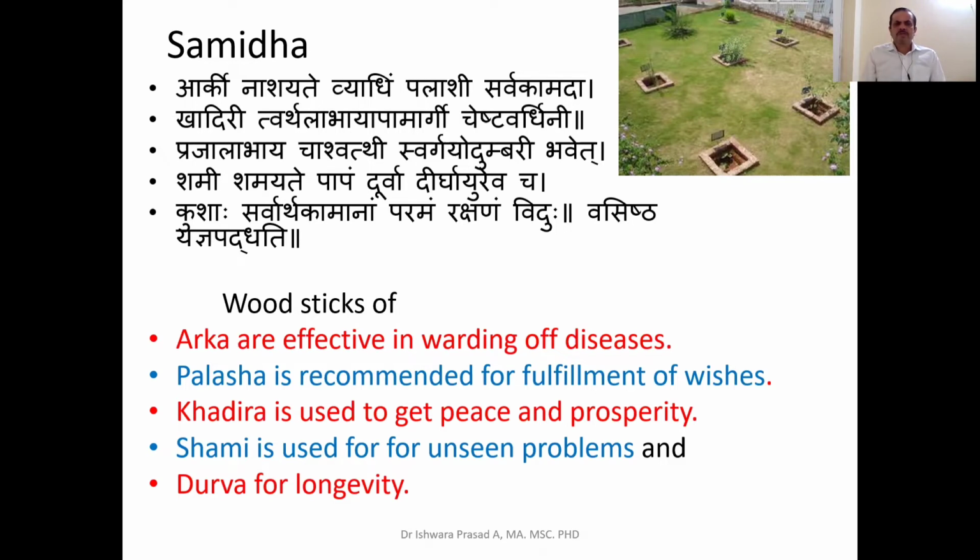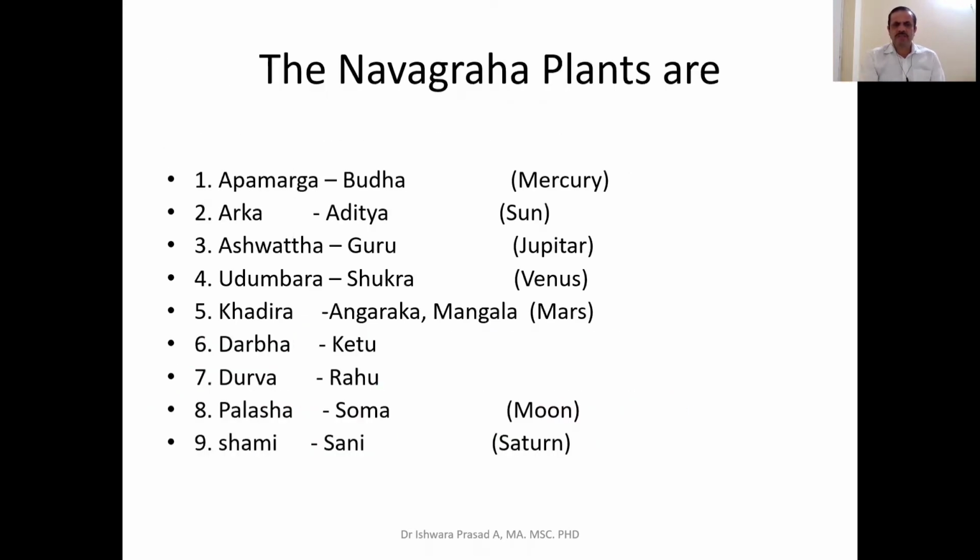Shami shamayate papam. Shami is used for removing unseen problems. Durva dirghayurevacha. Durva gives us dirghayu, long life. Prajalabhaya cha ashwathi. Ashwatha gives prajalabha, it helps in continuation of the progeny. Swargayo udumbari bhavet. Udumbara is to get swarga. Kushaha sarvartha kamana. Kusha is for fulfilling all our desires. So this is how its use or benefits are mentioned in Vasishtha Yajna Paddhati.